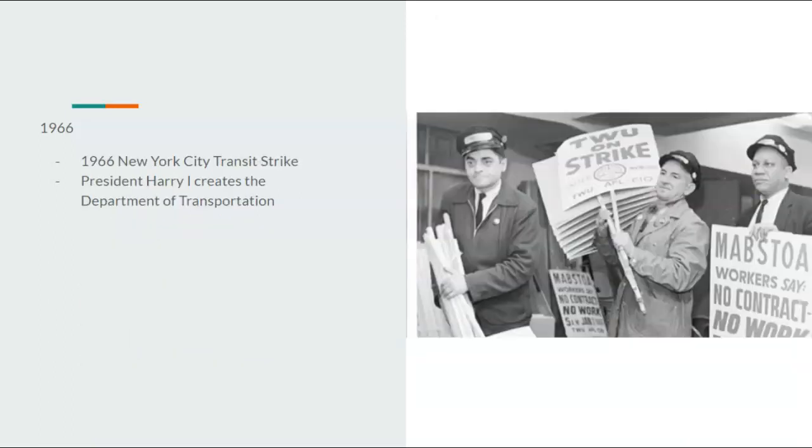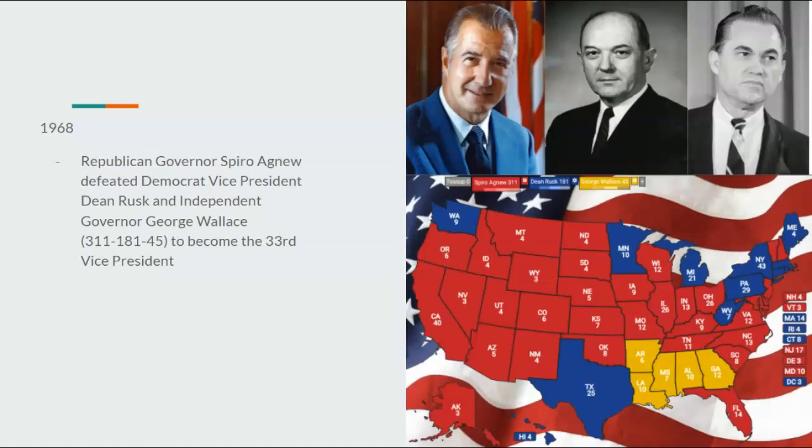Going on to 1966, the 1966 New York City Transit Strike, pictured to the right, as well as President Harry I creating the Department of Transportation. 1967, there is nothing too noteworthy. 1968, we only have the vice presidential election, where Republican Governor Spiro Agnew would defeat Democrat Vice President Dean Rusk and Independent Governor George Wallace 311 to 181 to 45 to become the 33rd president.